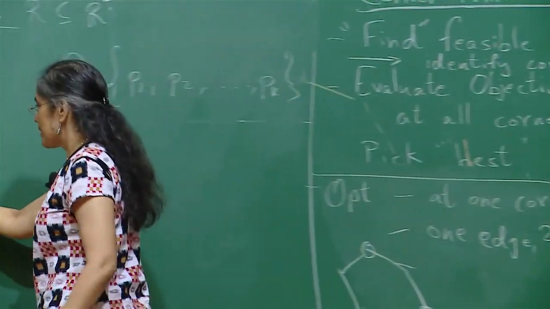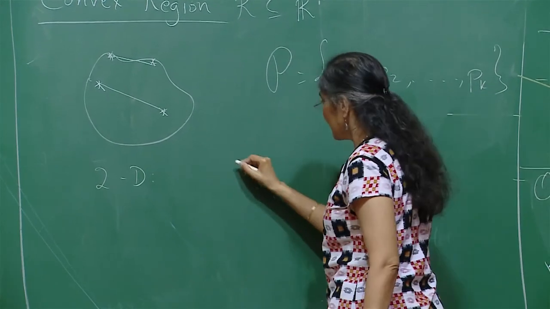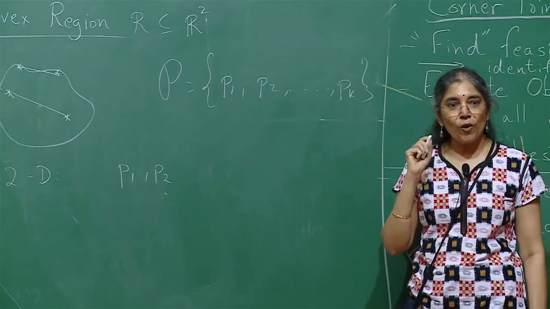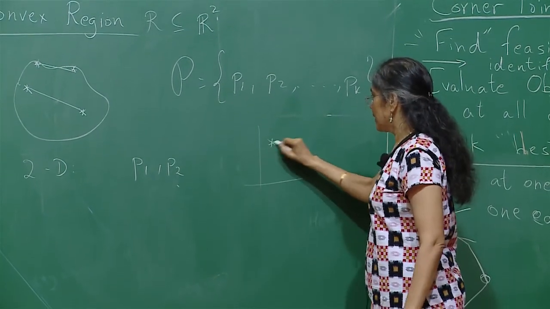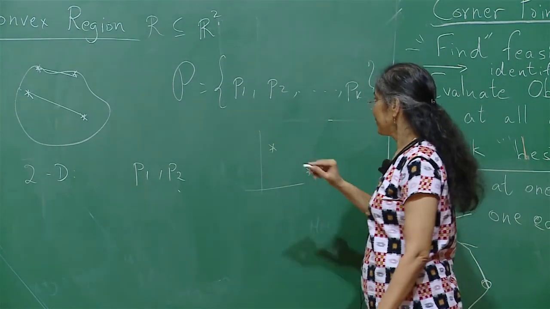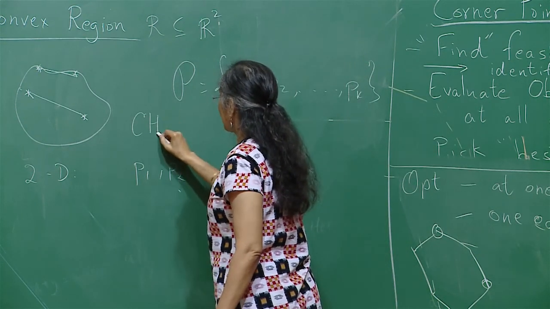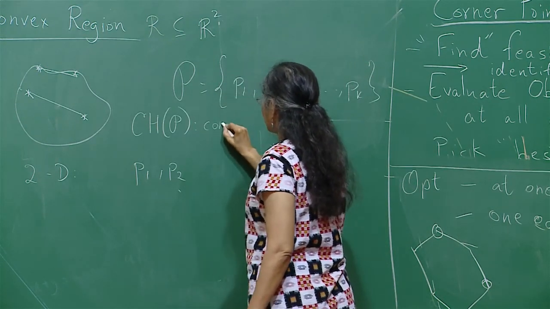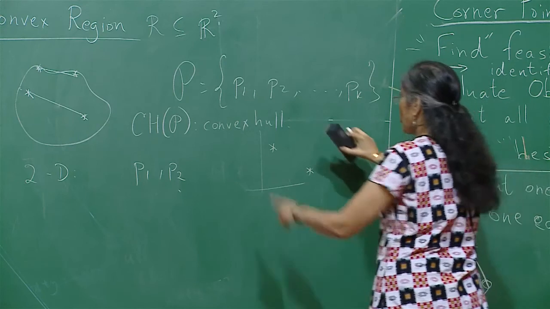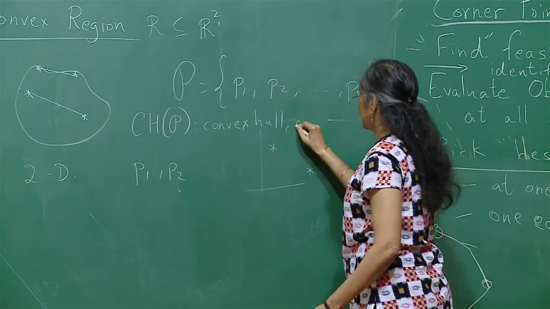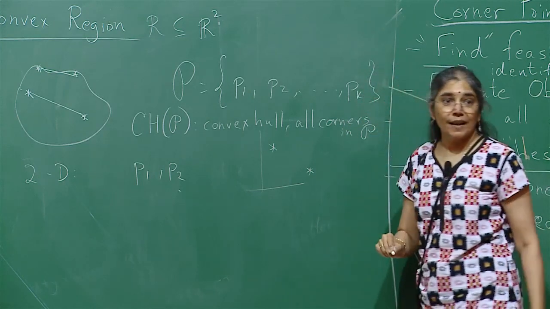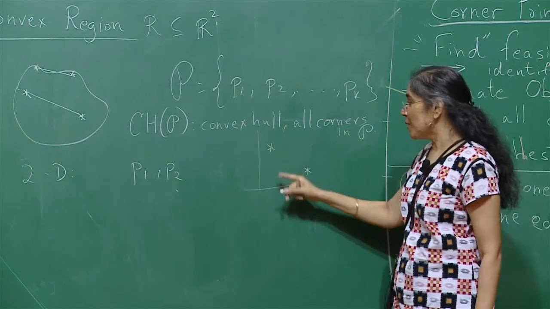So, let us stick to 2 dimensions. Okay. So, example 1, P1 and P2, suppose I have 2 points. Can I define a convex region in 2 dimensions for which these 2 points are corners and there are no other corners? I am going to call that CH, convex hull. It should be a convex region whose corners come from this set. And I am trying to give you an example with 2 points. What would be the convex hull of these 2 points?